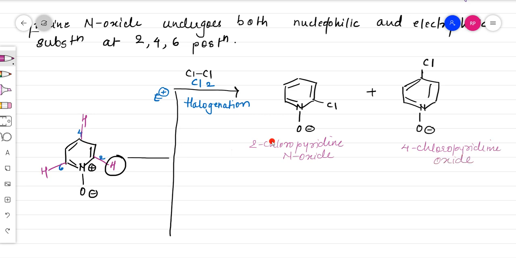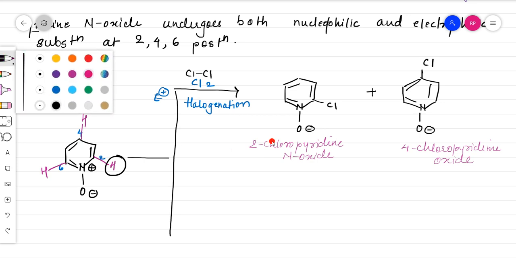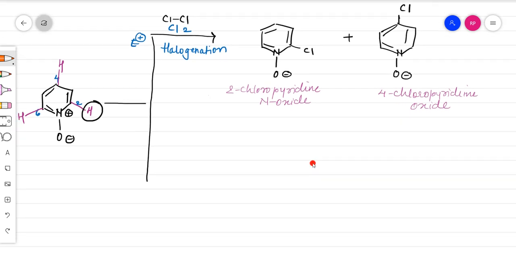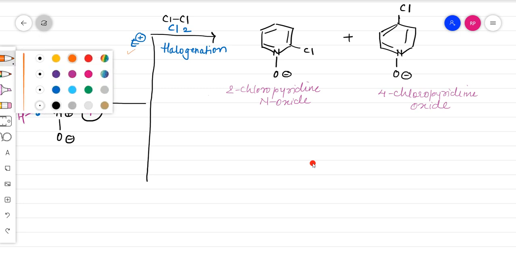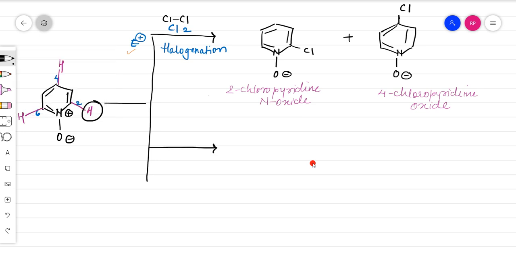Can anyone tell me which one could be a major product? Para, yeah, that's right. What could be the reason for that? Steric hindrance. No, it is steric hindrance because the oxygen is here. Okay, still Cl is a comparatively smaller group, but for other electrophiles, para will be a major product. So what you will learn is halogenation, an example of electrophilic substitution. In the exam you may get questions on this particular reaction, whether it is electrophilic or nucleophilic.